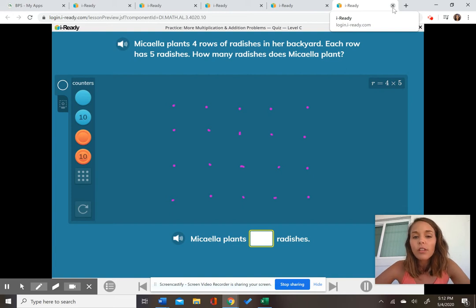Rows of, just remember, it doesn't really matter which one comes first, which one comes second, 5 times 4, 4 times 5. It's the commutative property, so it doesn't matter which order, okay? Either one will get you the right answer.